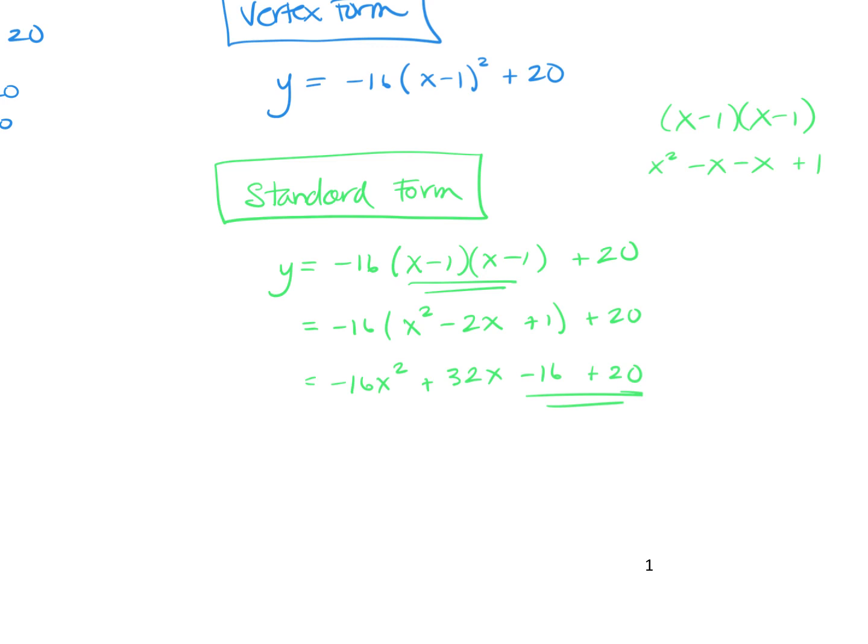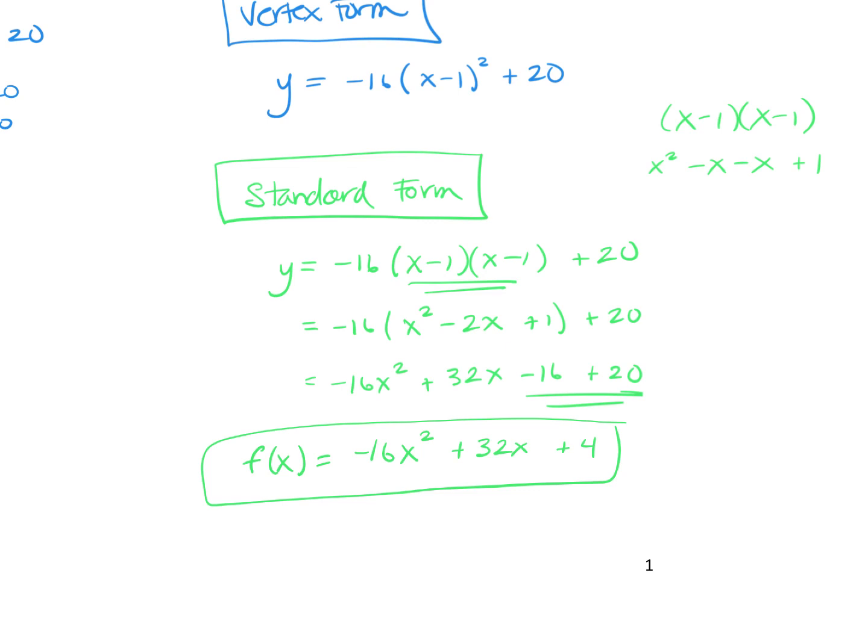I was calling this y equals. Maybe I'll just throw in an f of x equals, just so we make sure we're seeing all of our notation. f of x equals negative 16x squared plus 32x, and then negative 16 plus 20 is a positive 4. So that's our standard form. That's that y equals ax squared plus bx plus c.